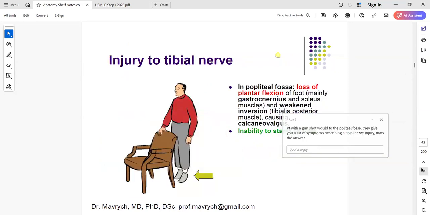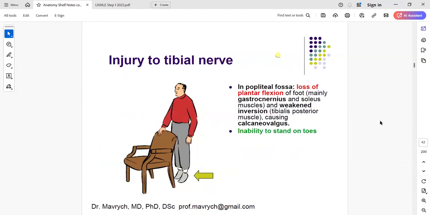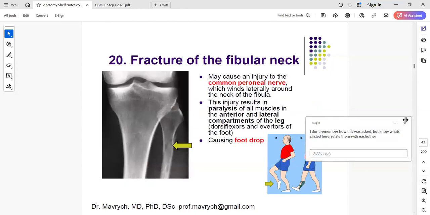This is all memorization. If there is an injury to the tibial nerve, there would be inability to stand on toes. There would be loss of plantar flexion, right? Usually the muscle involved is gastrocnemius. They don't usually ask you this question, but just for the sake of it, memorize the loss of plantar flexion and inability to stand on toes, because if you cannot stand on toes, that is basically your loss of plantar flexion.